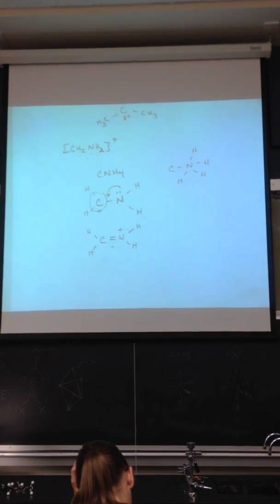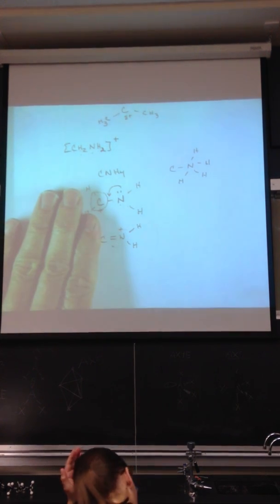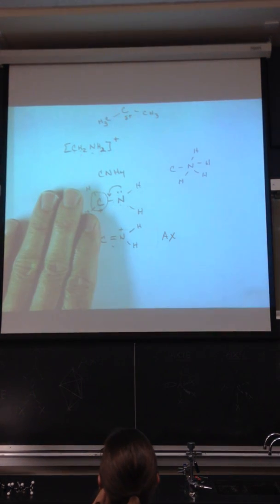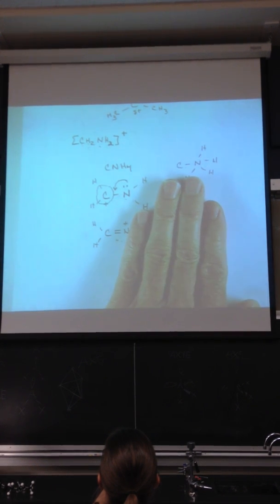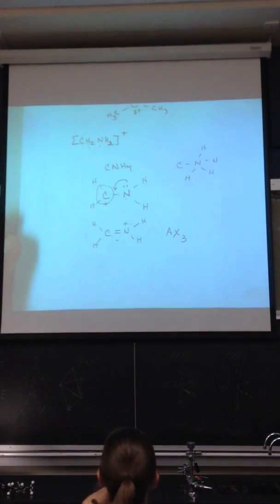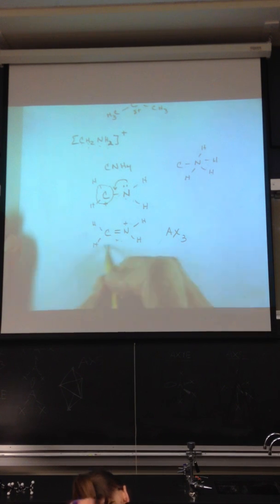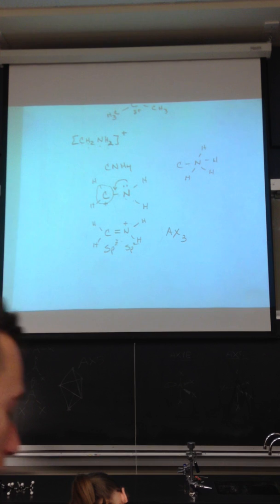It looks like the carbon and nitrogen are what hybridization? How many groups? This is an AX3. What would be the hybridization on an AX3? These are both sp2 hybrids.